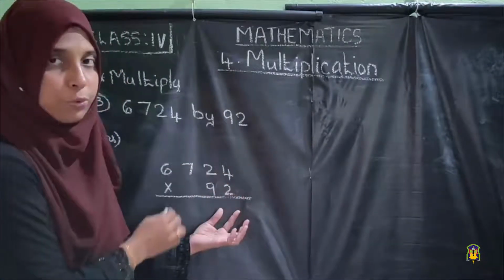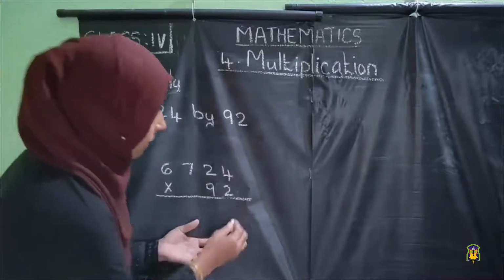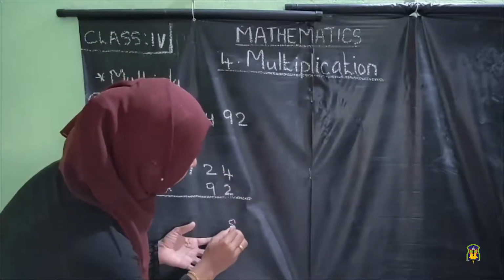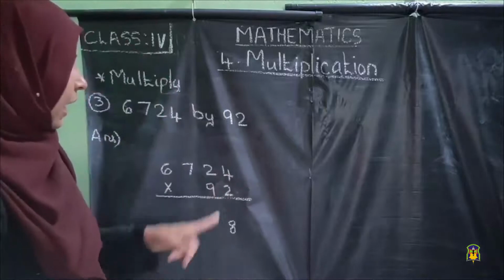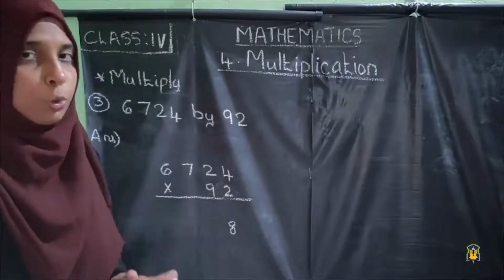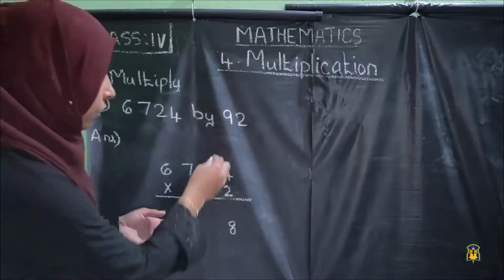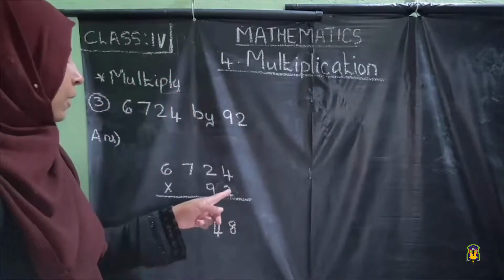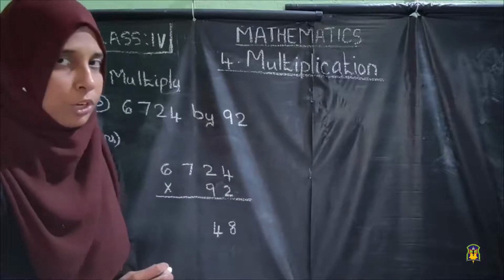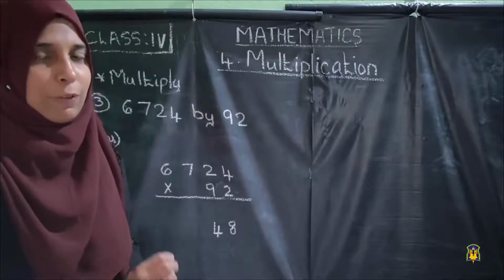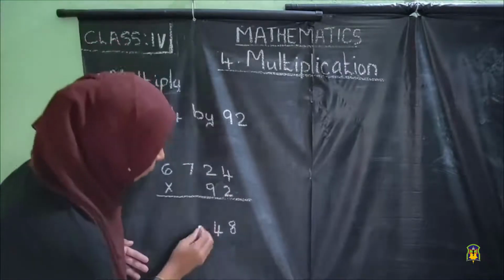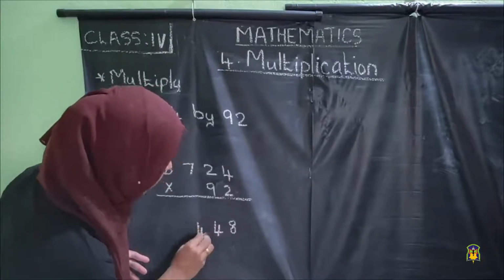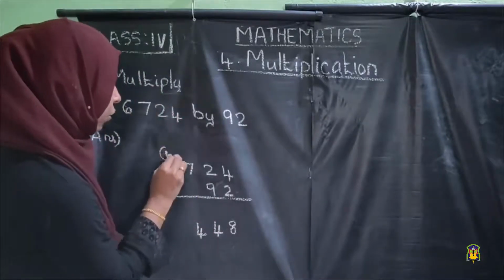So, first 2 into 4. What is 2 into 4? It is 8. So we can write down 8 below the ones place. Next, what is 2 into 2? 2 into 2 is 4. So we can write down 4 below the tens place. Next, what is 2 into 7? 2 into 7 is 14. So in 14, we can write 4 below the hundreds place and 1 as carryover.